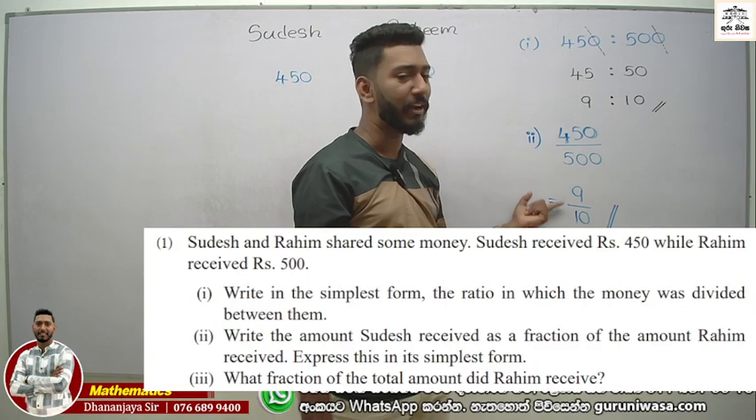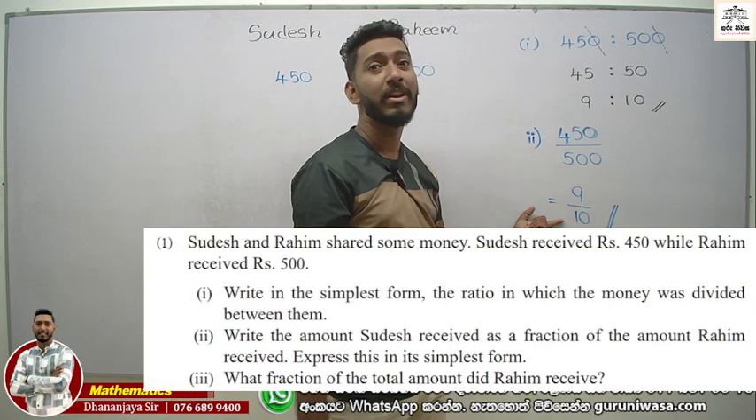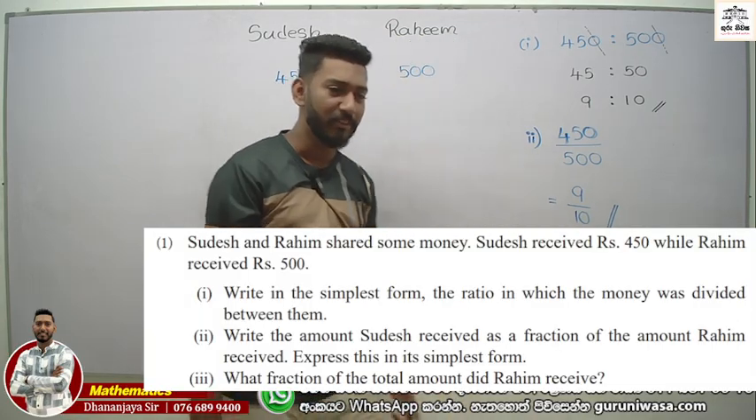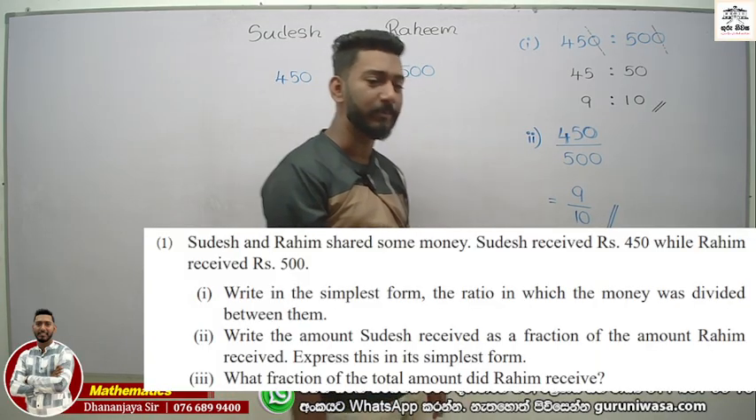We can write this as 9 over 10. Understood? Right. Now, third one.